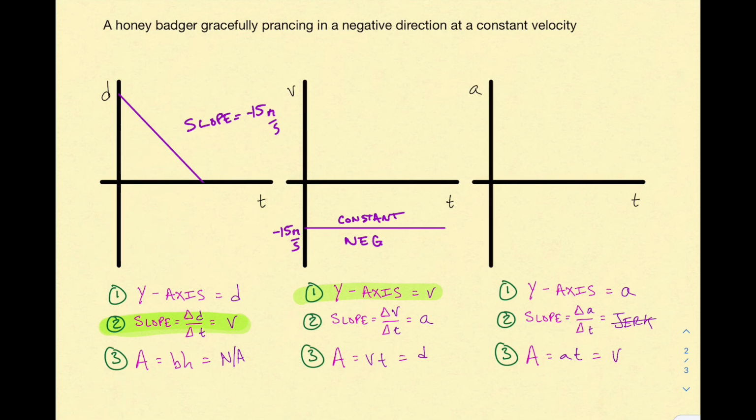Okay, now on to the last graph. So looking back at the velocity versus time graph, the slope of this graph now is the acceleration, and the slope is 0, which means we get a 0 value on that acceleration versus time graph.